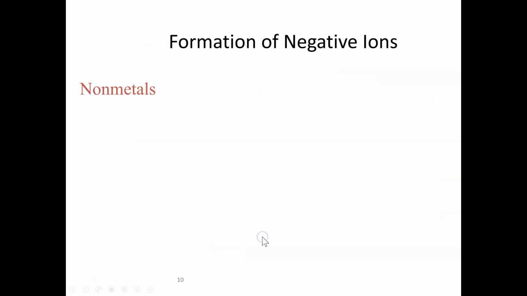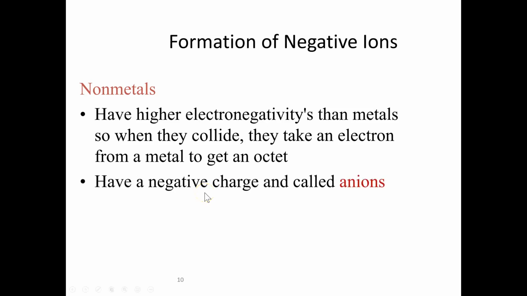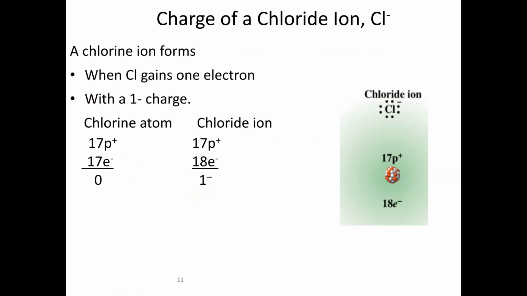All right, so continuing on. So negative ions have higher electronegativities than metals. So when they collide, they take an electron. That's why they get negatively charged. And remember, as a result of gaining these electrons, they get an octet. The metals, as a result of losing electrons, get an octet. So everybody's happy. They have a negative charge, and they're called anions for the negatively charged ones from the nonmetals.